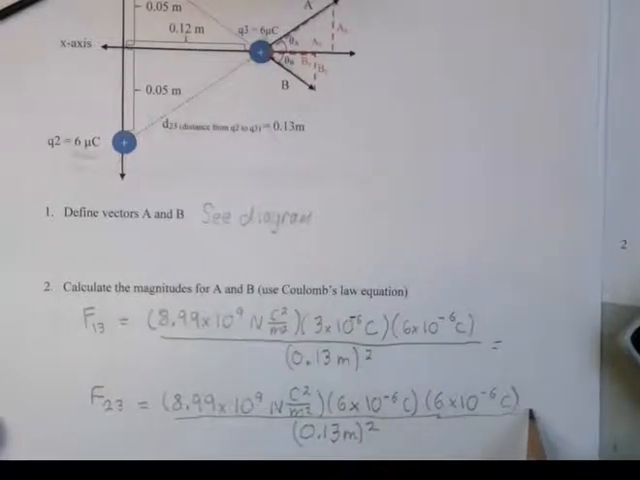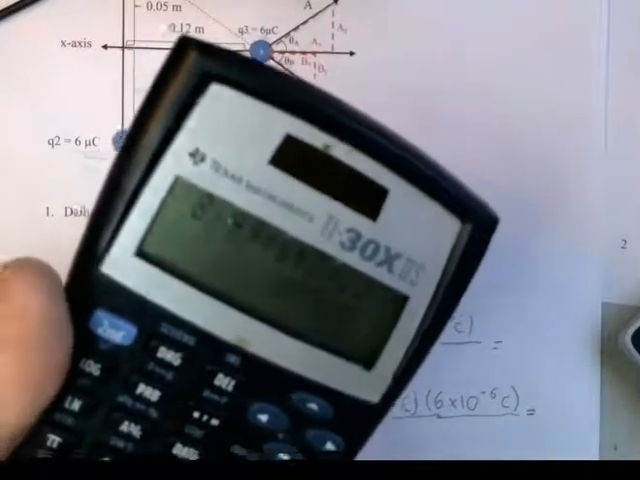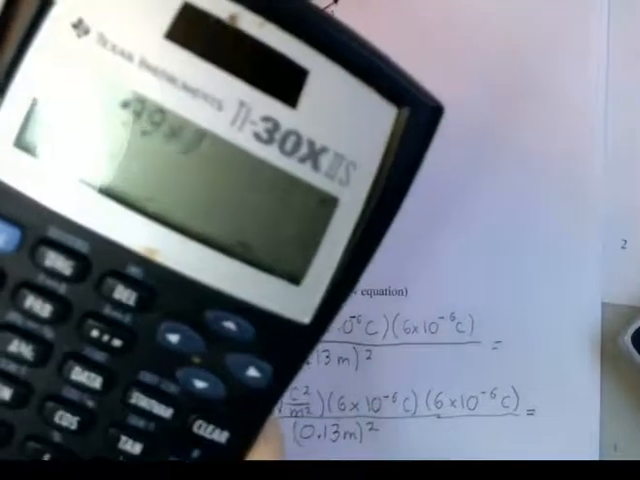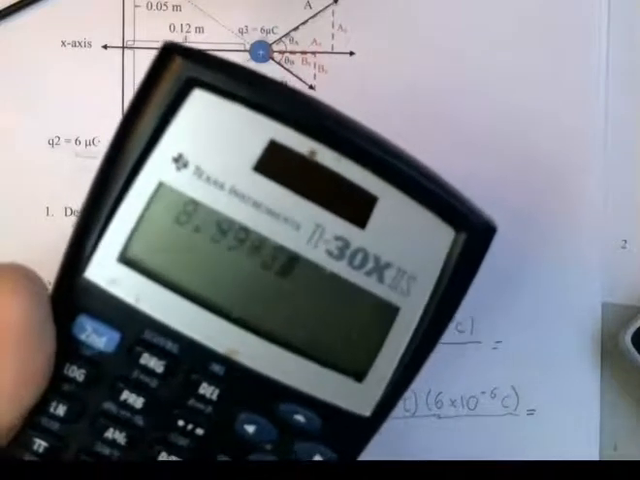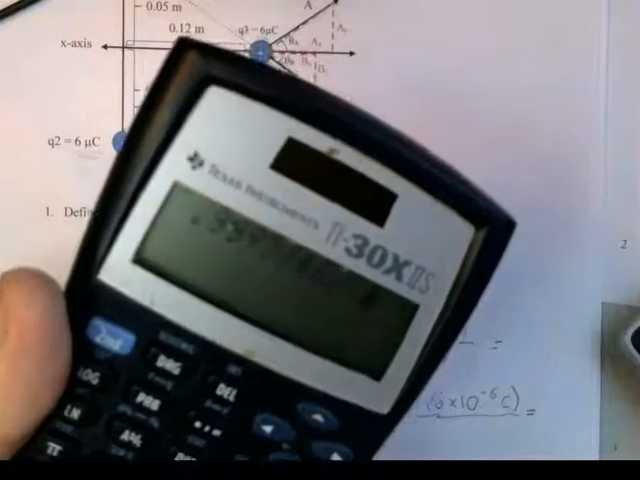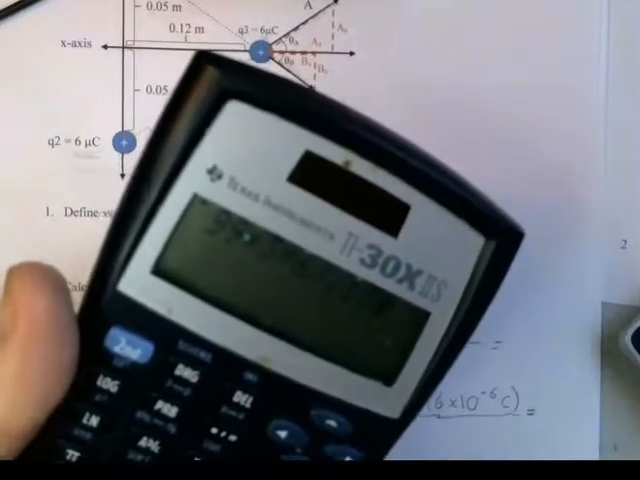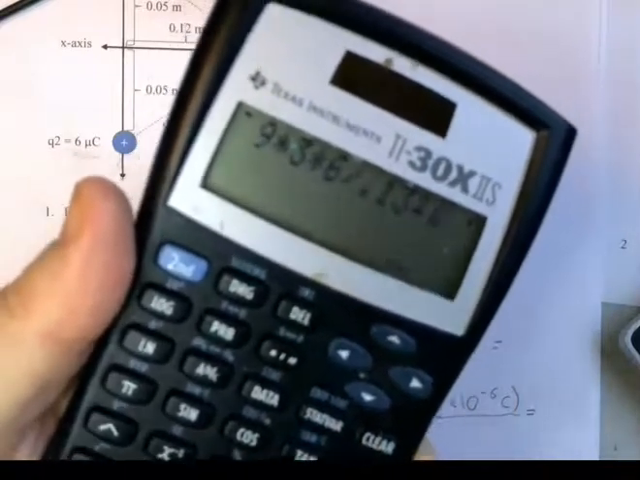Okay, and now I'm going to punch those in the calculator. Again, this part might be confusing to you, so kind of watch. I'm going to take anything that's not a 10 to the power and multiply it on the top. This times this times this. And then I'm going to divide it by 0.13, but don't forget to square it on the bottom. So here we go. 8.99 times, I'm doing the top equation here, 3 times 6 times 3 times 3 times 6. And now I'm going to divide it by 0.13 squared. There it is right there, x squared. I divided by that, and I hit equal.